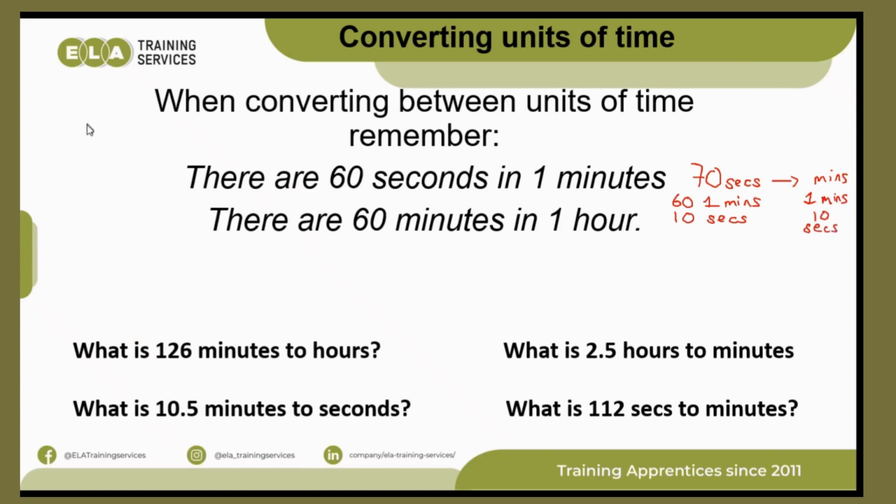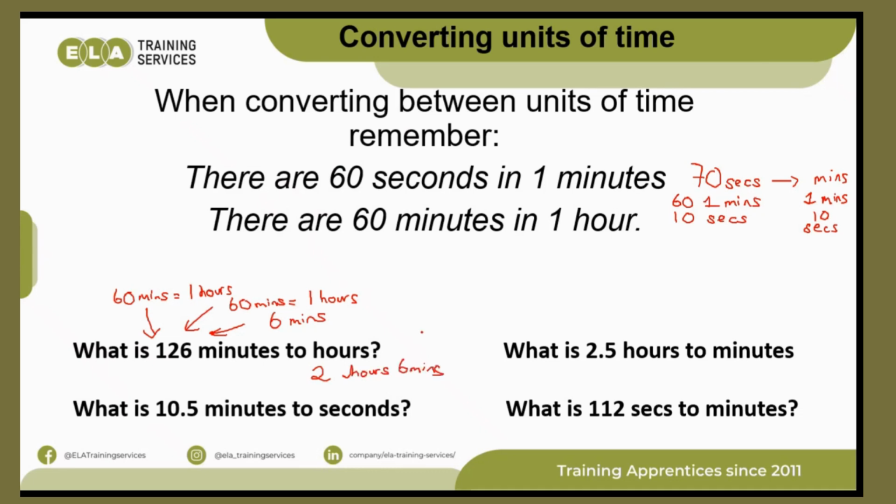Okay, so let's have a look. So we've got 126 minutes to hours. So we know 60 minutes is 1 hour. And how many 60s are in 126? So we've got another 60 minutes, which is another hour. So that's 120, and then we've got 6 minutes left. So it'd be 2 hours and 6 minutes.